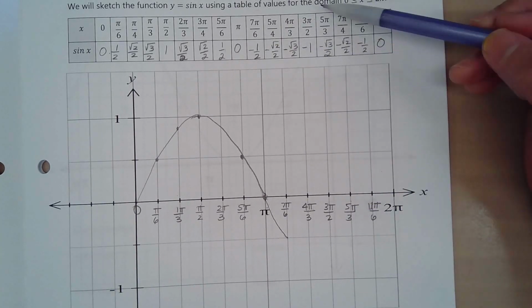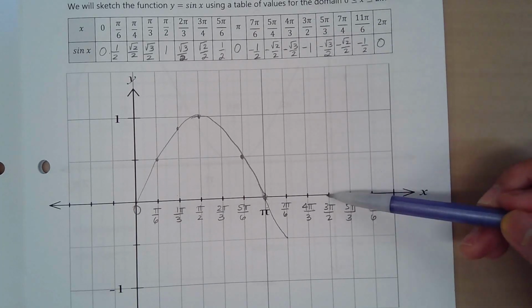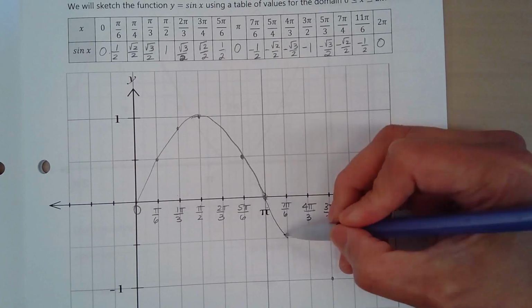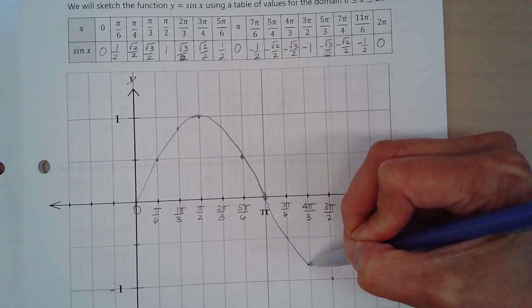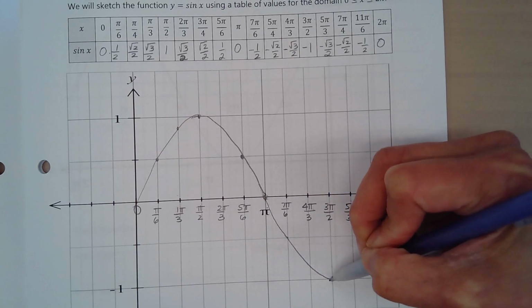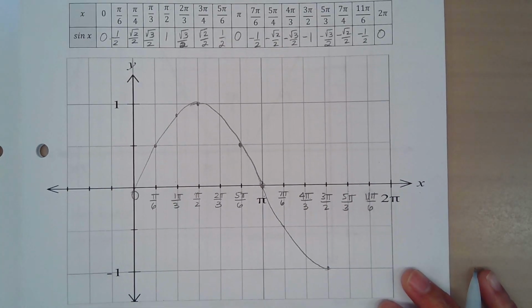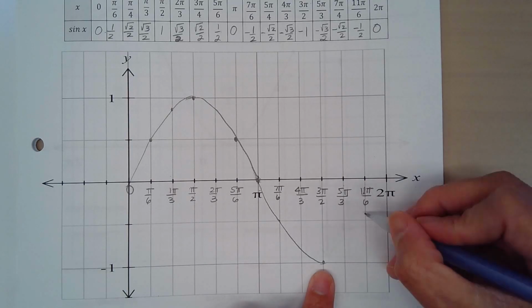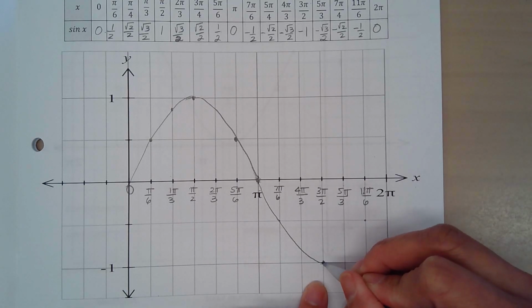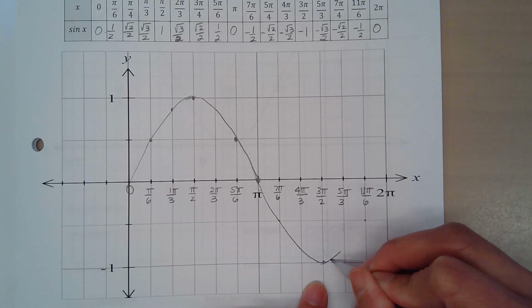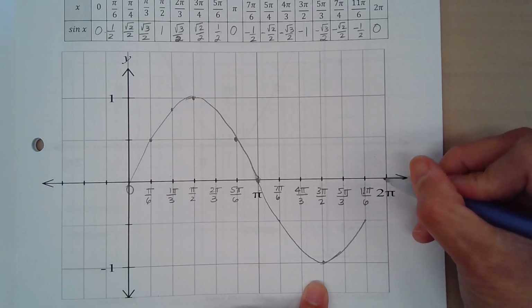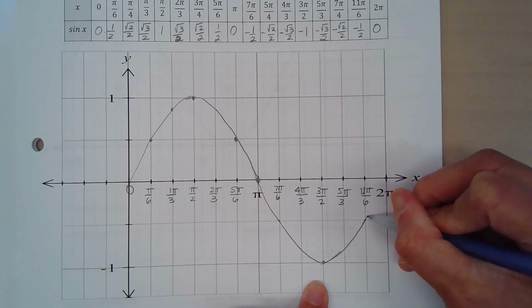Now my next one is 3 pi over 2. 3 pi over 2 is at -1. Let's keep going. It has to be a smooth curve, and it's not a V. And then 11 pi over 6, that's a half. So it's going to be like this. And then at 2 pi again, it's at 0.